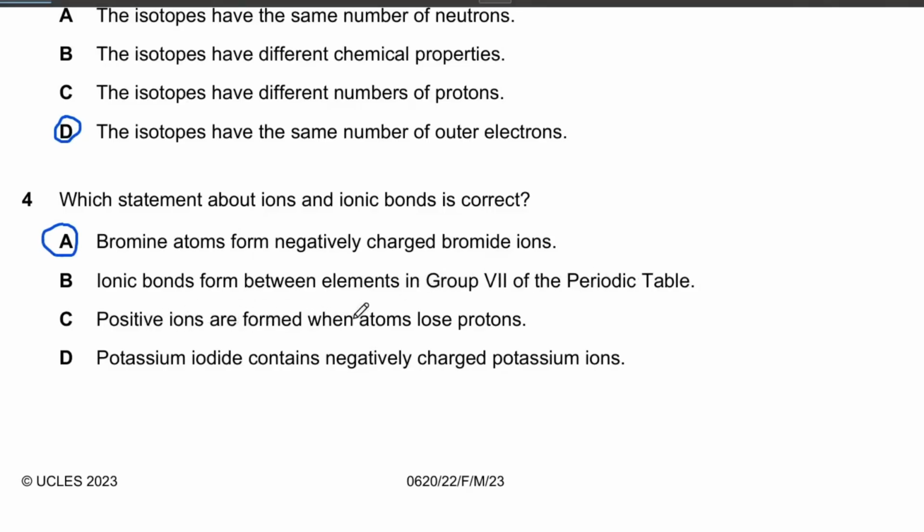C. Positive ions are formed when atoms lose protons. No, atoms do not lose protons. They only lose electrons. D. Potassium iodide contains negatively charged potassium ions. No. When metals lose electrons, they become positively charged, and potassium is a metal, so it should be positively charged and not negatively charged. So A is the correct answer.